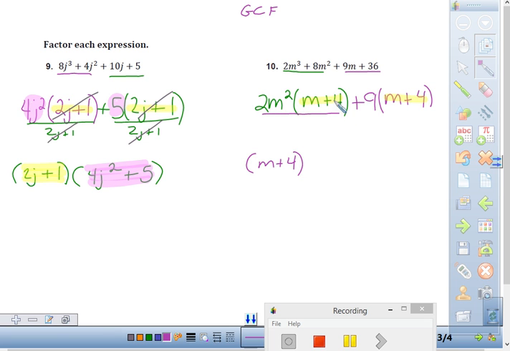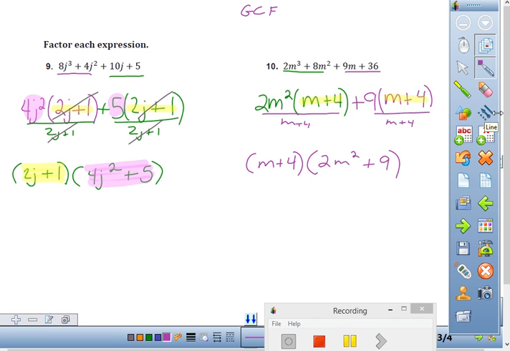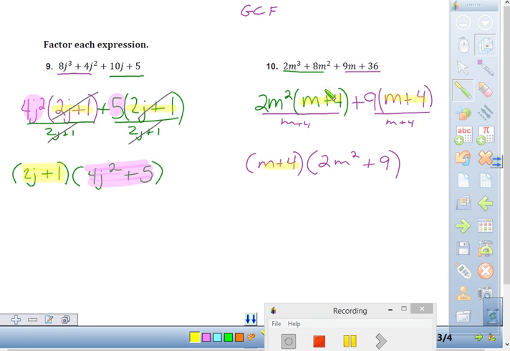So in my head I'm thinking if I divide by this m plus 4, if I divide by m plus 4, then I'm left with the 2m squared plus 9. You do not have to show this step of work or this step of work. You know that that yellow chunk is going to cancel off, so when you take it off, what's left is the 2m squared. When you take it off, what's left is the 9.